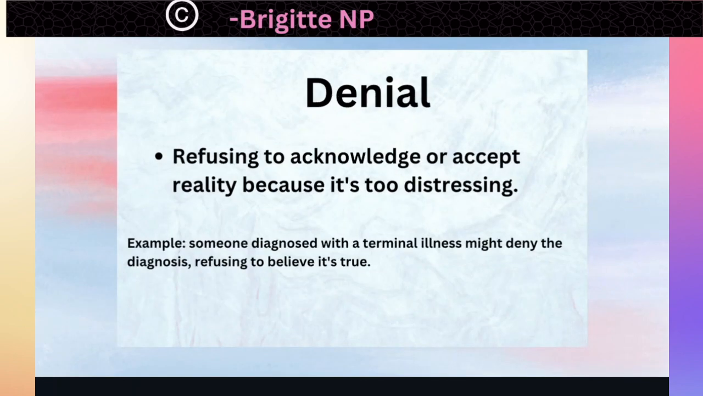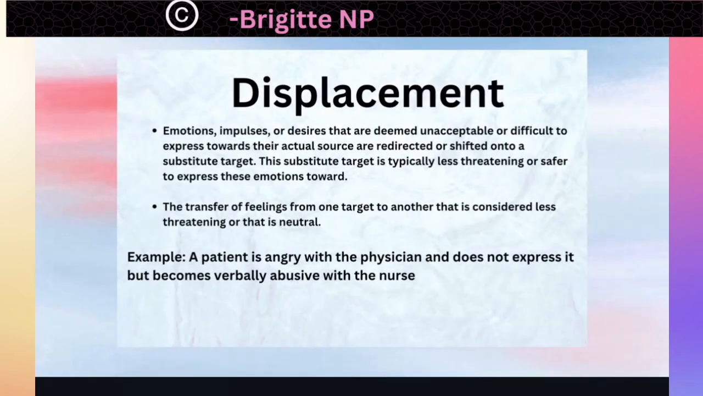And denial is refusing to acknowledge or accept reality because it's too distressing. An example of this might be someone diagnosed with a terminal illness might deny the diagnosis, refusing to believe it's true. Displacement: emotions, impulses, or desires that are deemed unacceptable or difficult to express towards their actual source are redirected or shifted onto a substitute target.